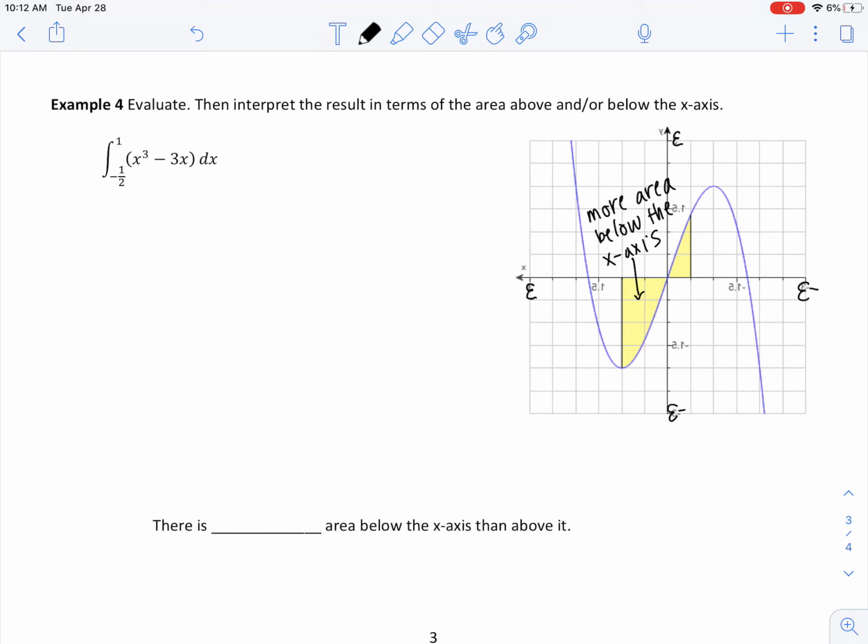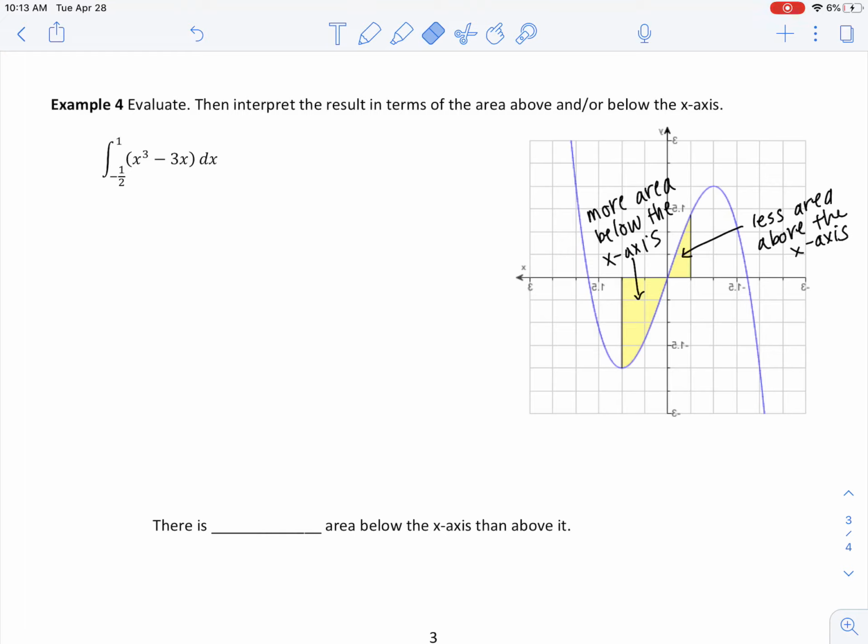So I got more area below the x-axis, and then I got less area above the x-axis. Because it wasn't flipped upside down, it was just flipped right to left. So, sorry about these weird looking numbers on the scale. Yeah, that's probably what just happened.